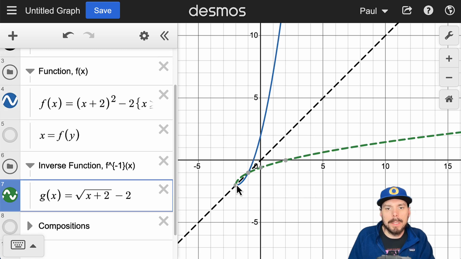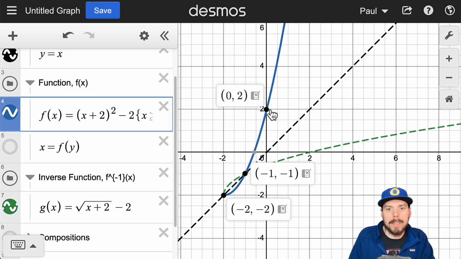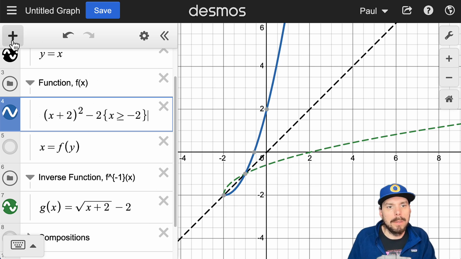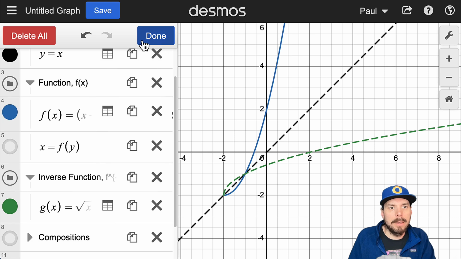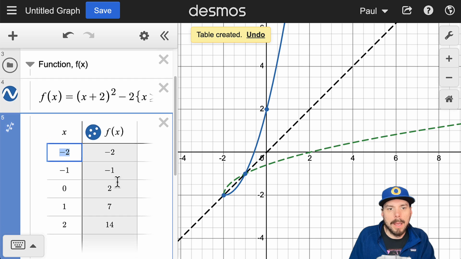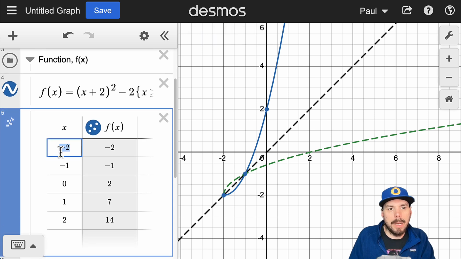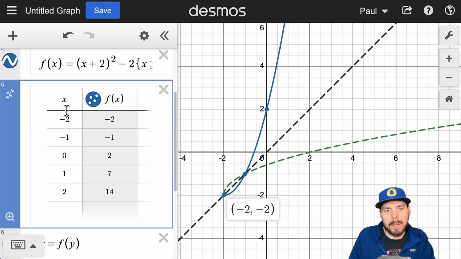Now here are some key points that we can see on the blue line: its vertex where it starts, this intersection point, a y-intercept, and then maybe one or two other points. And what we can do is use the edit list button. There is a way to add a table by adding an element, but I like the edit list because it will create a table that's linked directly to that function. And now here, it actually defaults from -2 to 2 with increments of 1, which end up being perfect points for us. But you might want to adjust the starting and ending points.